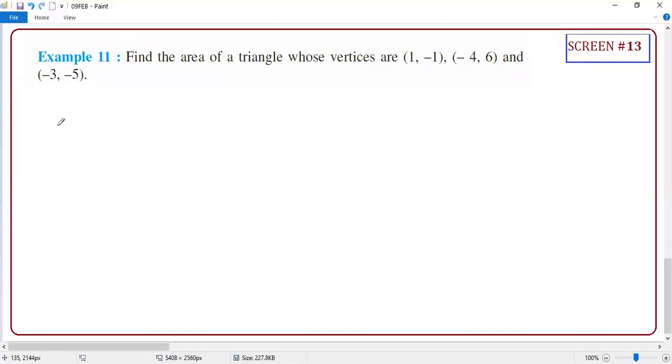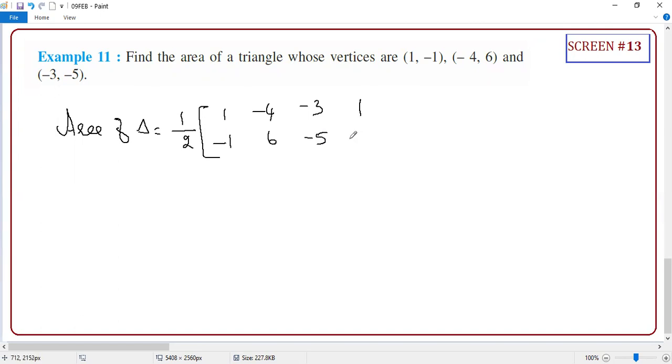Okay, so let's start. Area of triangle equals 1 upon 2. What is that? 1, minus 1, correct? Minus 4, 6. Minus 3, minus 5. After that, what do I need to do? 1, minus 1. Sir, is that necessary? Can I start? You can start with any point, no problem. Guys, this step is clear or not?